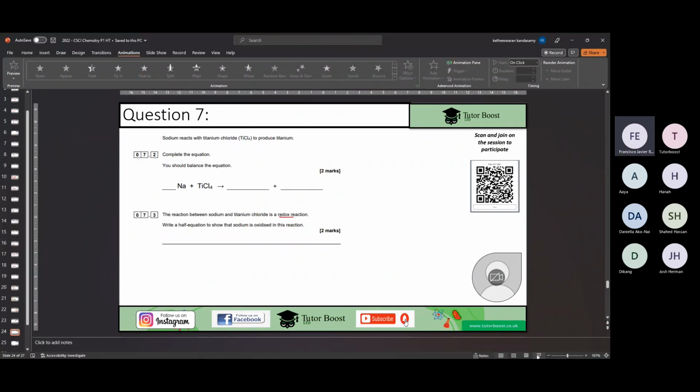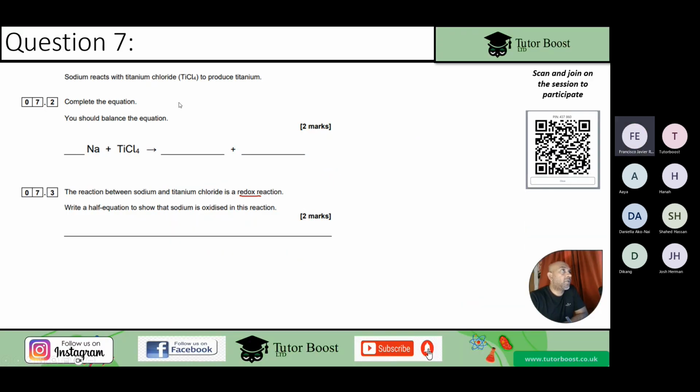Let's see. Okay, let's go through this. So sodium reacts with titanium chloride to produce titanium. So it should have titanium as one of the products. So the rest of the ions, sodium and the chloride, forms NaCl. There's 4 chlorines here. So in order to balance the chlorine, I would add 4 there. That makes 4 sodium as well. So I would add 4 in front of the sodium. That would give the 2 marks.